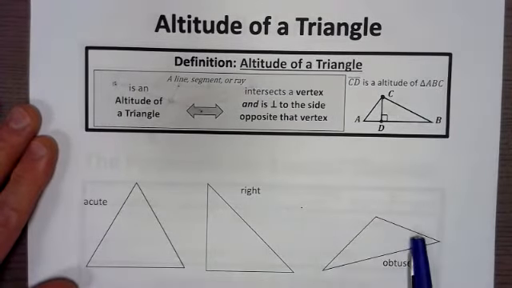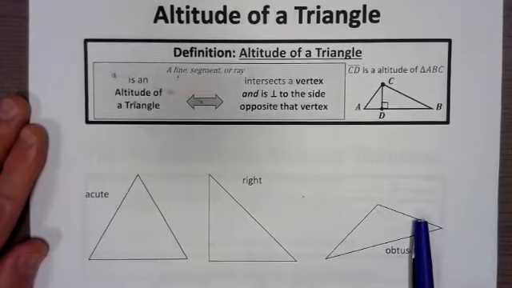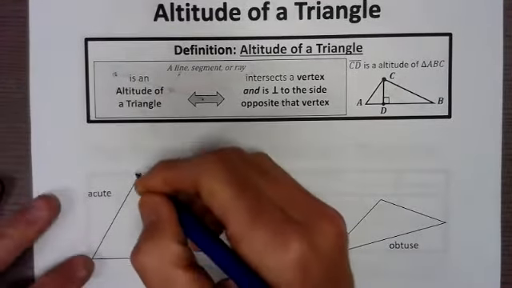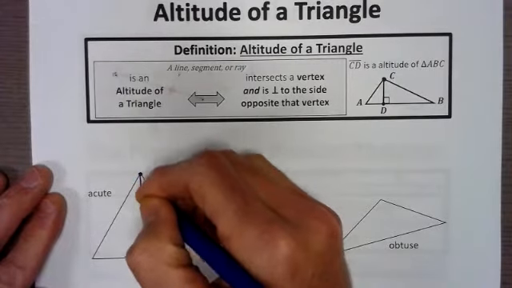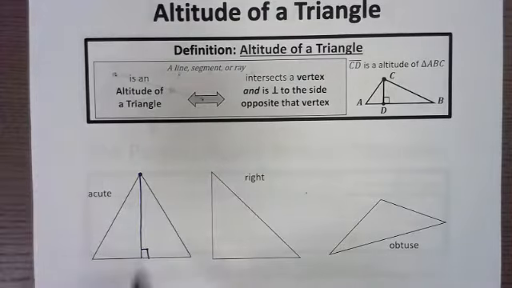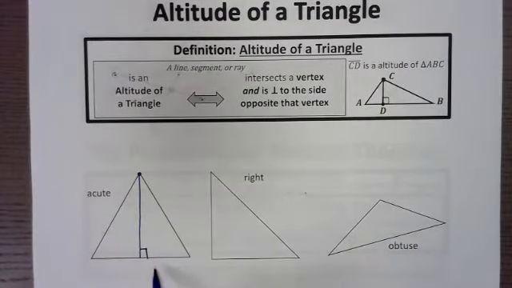So I'm gonna draw them in each of these because it's important to recognize that they can look different in acute, right, and obtuse triangles. So acute is pretty much what you would expect. They come straight down and form a right angle. Now, don't assume in this situation that just because it looks like it's in the middle that these two sides are congruent, because we don't know that until we prove it.